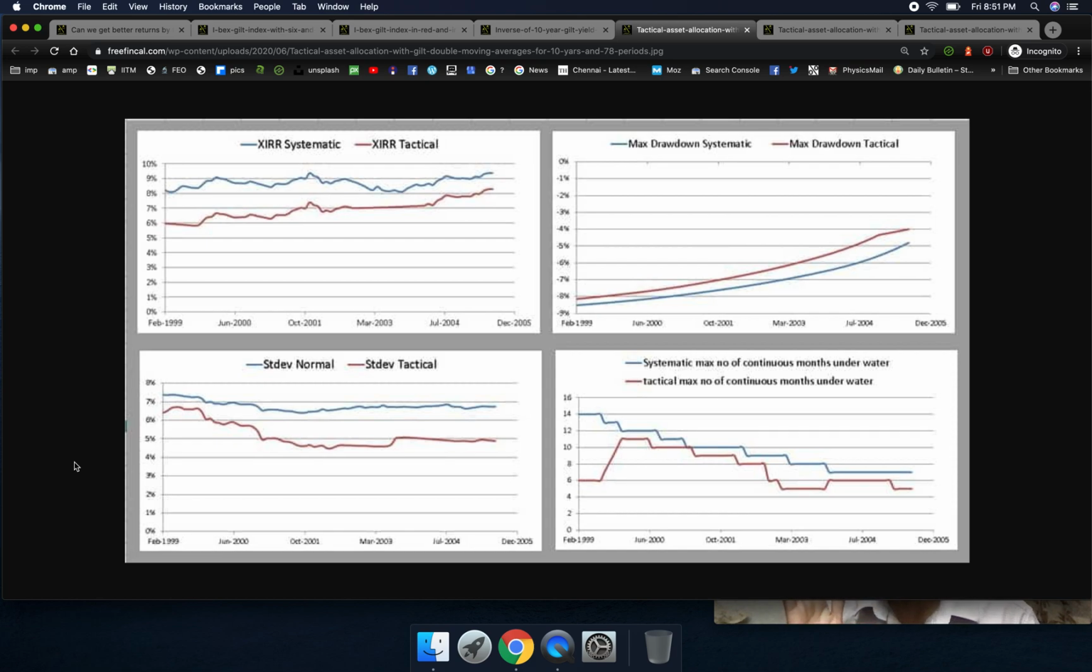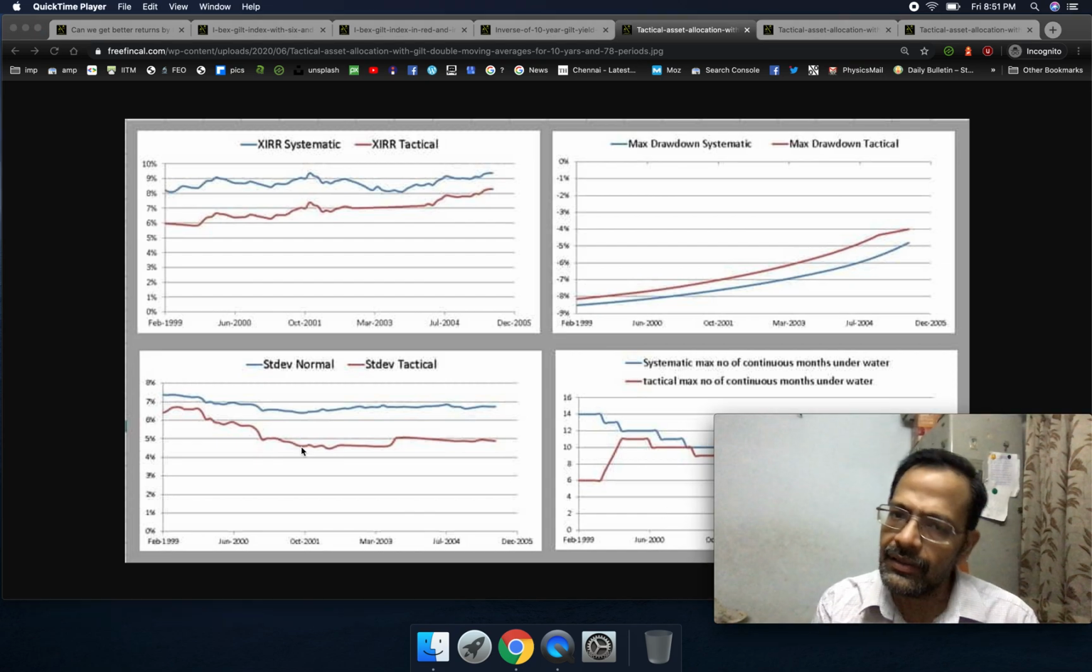And in the bottom right panel, you have the maximum number of continuous months the portfolio was underwater. That is, the portfolio fell from, let's say, rupees 100, and let's say it was always below 100 for the next 6 months continuously, then that value will be 6 here. So again, here lower is better, and the tactical approach has led to a lower number of months where it is lower than the maximum, and that's good.